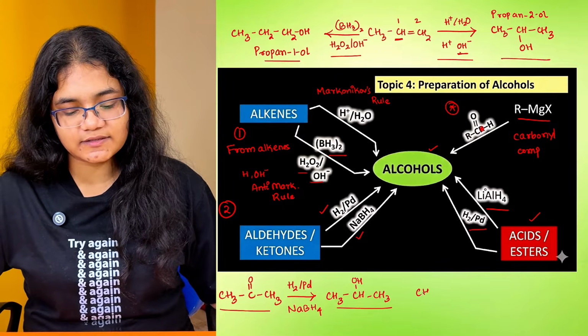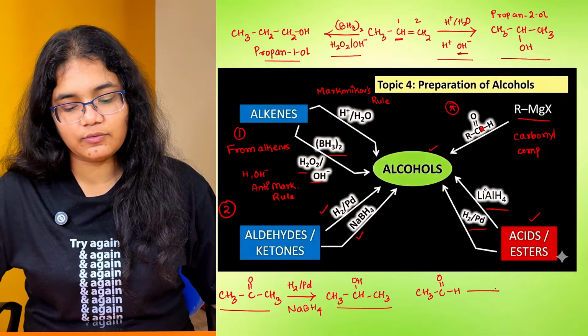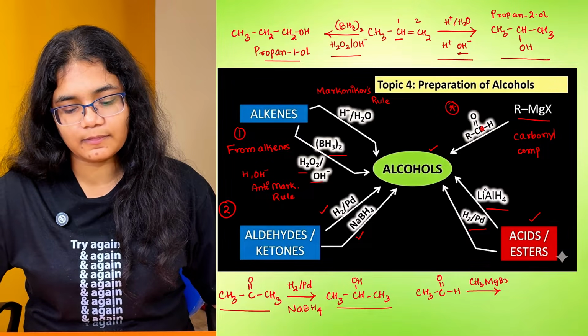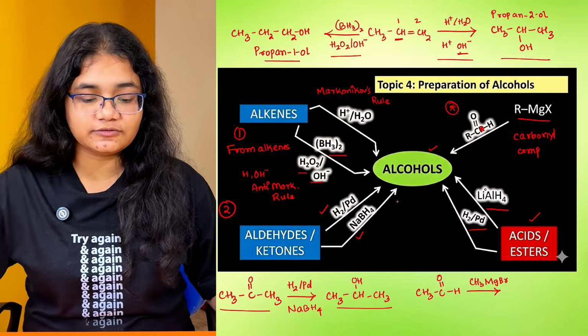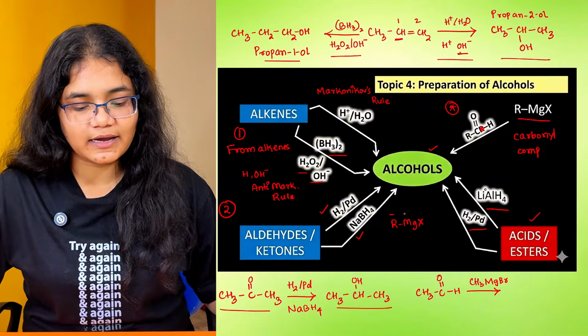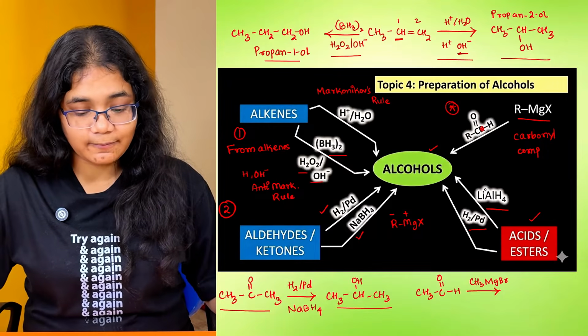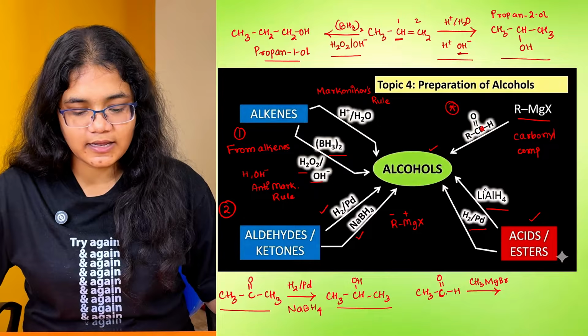So suppose I have CH3CHO, and you are treating it with CH3MgBr. Now understand the structure of the Grignard reagent. The Grignard reagent structure is RMgX, right? So R is minus and Mg is plus. So this R behaves as a nucleophile, and in the carbonyl compound, the carbonyl carbon is an electrophile.